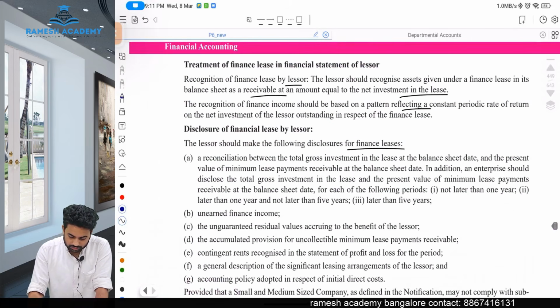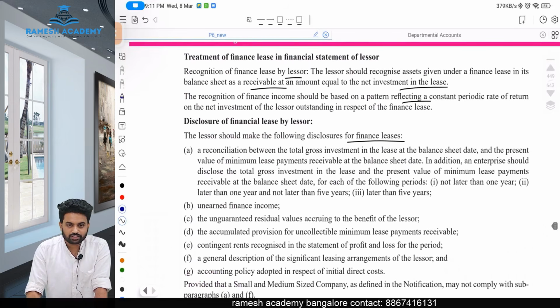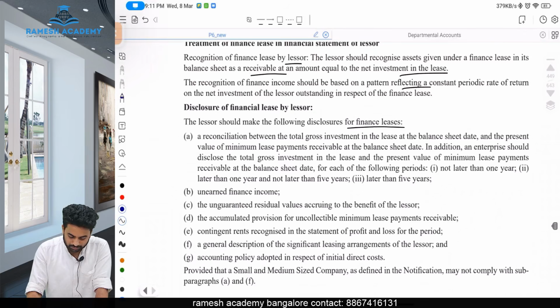Next one is, in the books of the lessor, as I already told, that particular asset which is given on lease will go and receivables will come.